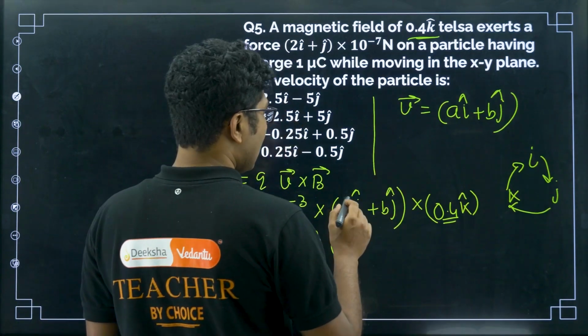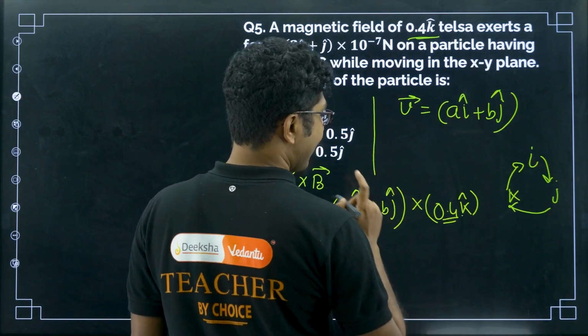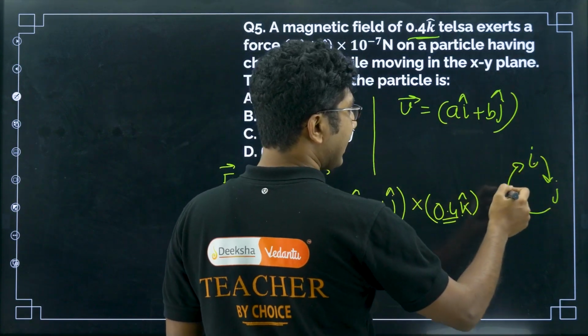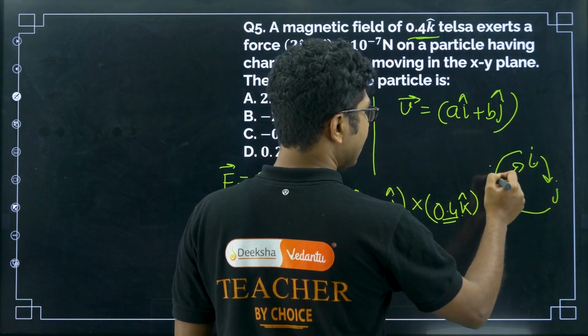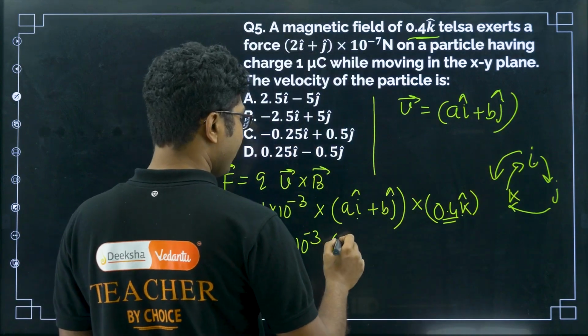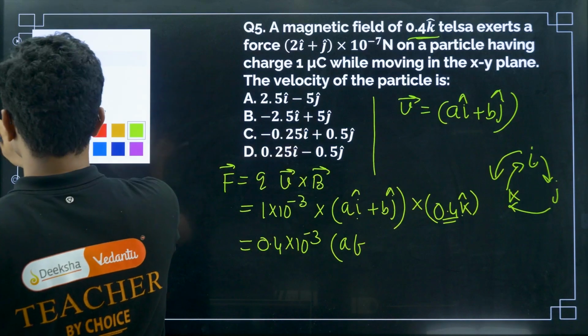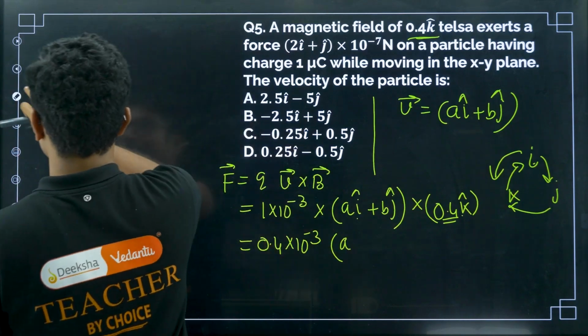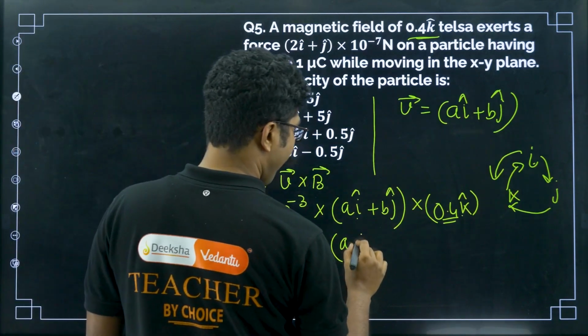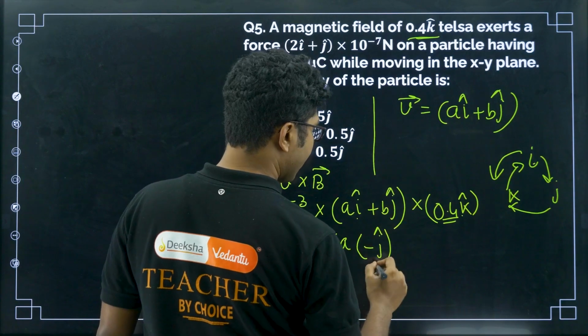So first is i cross k. I cross k you cannot get in a forward order. So i cross k is the reverse order. Reverse order means it will be a minus j cap, right? A minus j cap. I hope you have understood this.